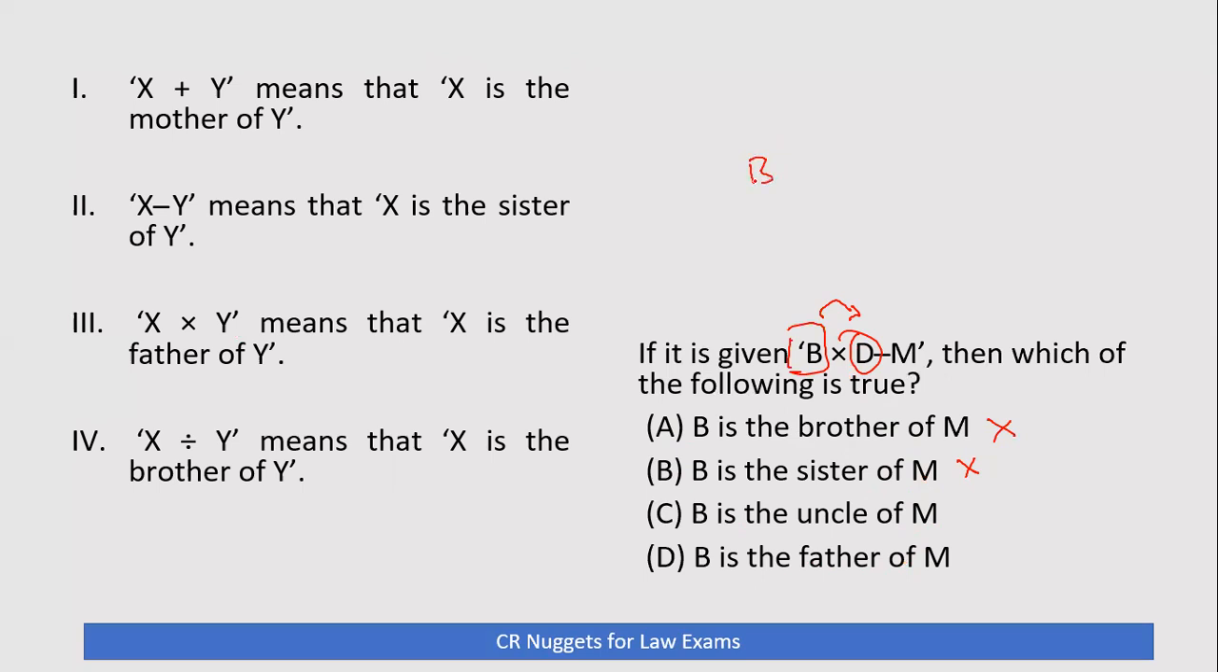Into means B is the father of D. All right. So B is the father of D, and then M, yeah, here. Because D and M are brother, sister, or whatever you want to say, I don't know about the gender of M, but it is clear that B is the father of D and D is the sister of M. So the relationship here has to be B is the father of M, right? So that is it, guys. So you saw how quickly I have solved this question.